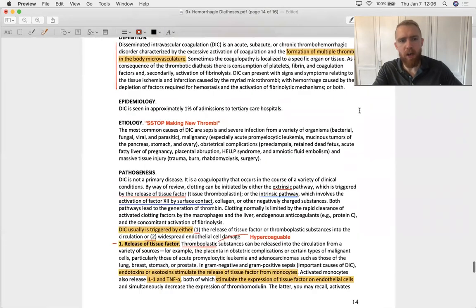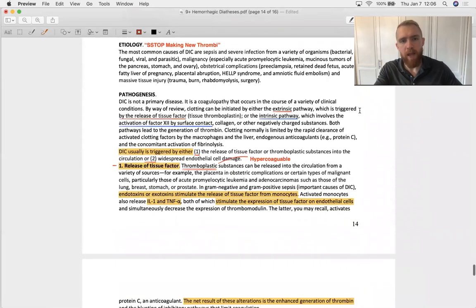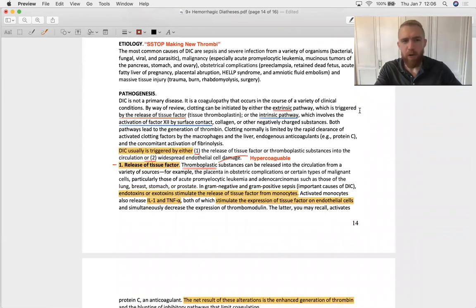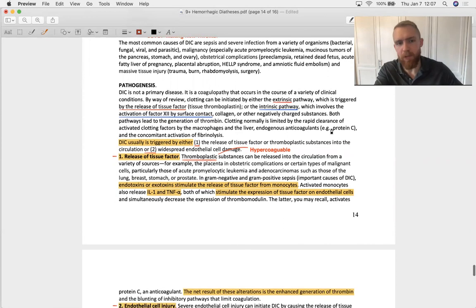Causes of DIC, good acronym, mnemonic: "stop making new thrombi." That's in First Aid. It's like sepsis, SLE, trauma, obstetrics and pregnancy, malignancies, nephrotic syndrome. And one more thing, can't remember it, but good mnemonic there.